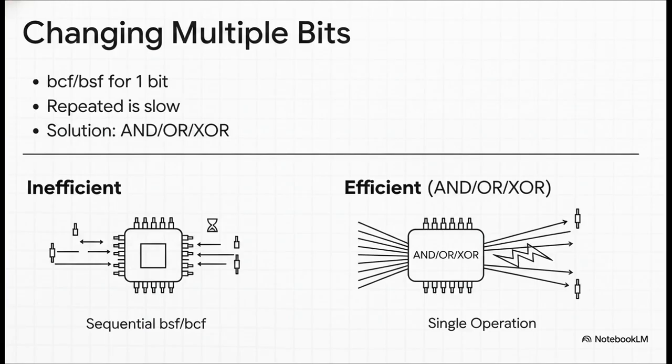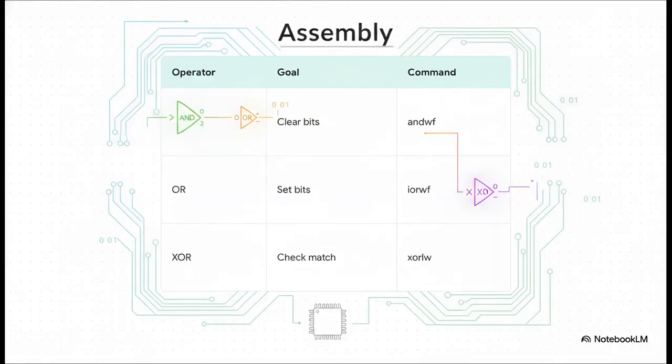The much more elegant solution is to use logical operators AND, OR, and exclusive OR. Let's map this out clearly. This matrix shows exactly which logical operator we use for specific bit manipulation tasks. If your goal is to clear specific bits to 0 while leaving the rest completely alone, you use the AND operator, which in assembly is ANDWF. If you want to force specific bits to 1, you use the OR operator, which is IORWF. And if you want to check if 2 bytes are identical, you use the XOR, or exclusive OR operator, utilizing the XORLW command. Let's look at exactly how these work in practice.